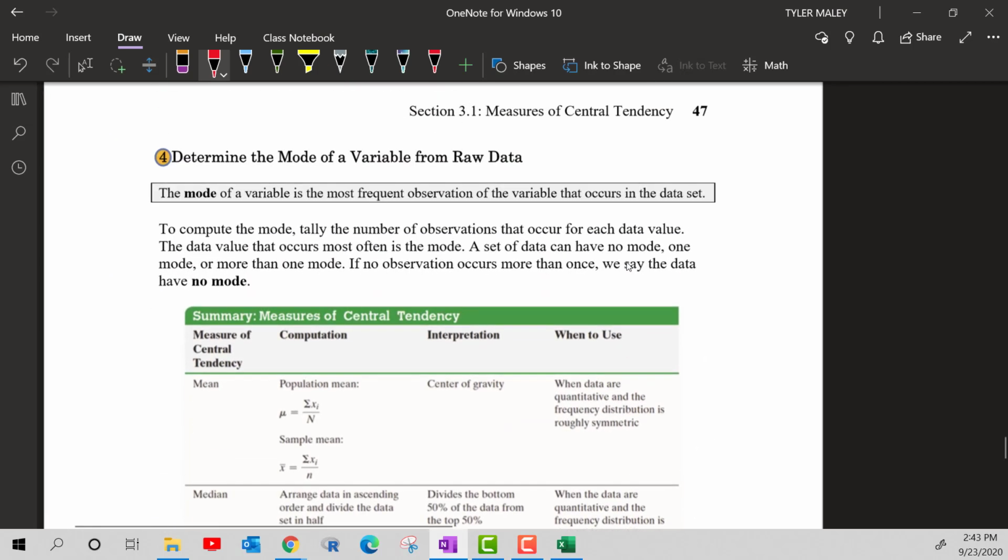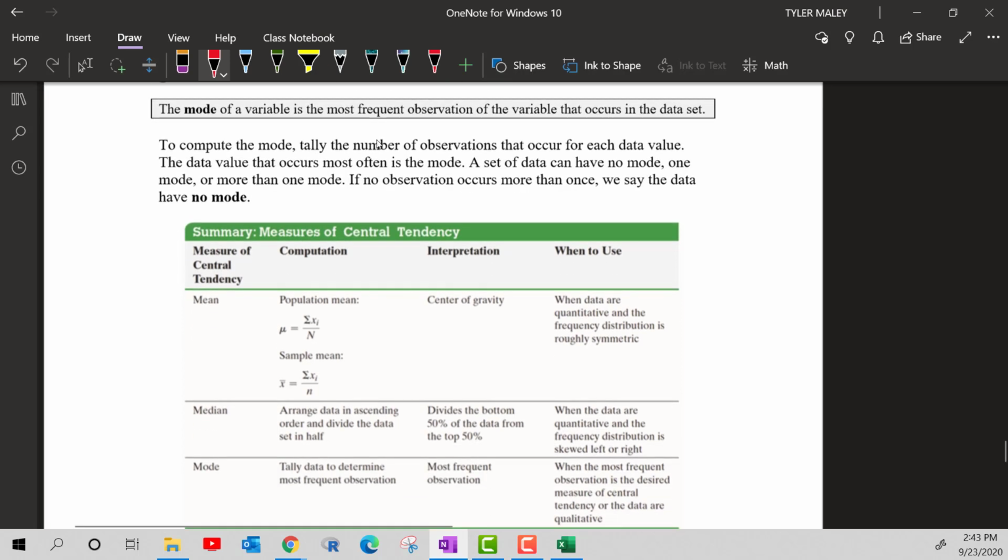Right, so then the very last thing we want to look at is calculating the mode. So the mode of a variable over all data. The mode of a variable is the most frequent observation of the variable that occurs in the data set, right? So to compute the mode, you're going to tally the number of observations that occur for each data value. The data value that occurs the most often is the mode. A set of data can have no mode, one mode, or more than one mode. And if no observation occurs more than once, we say the data has no mode.